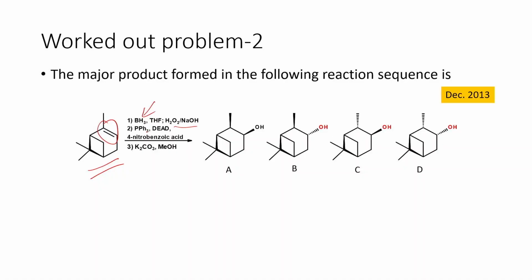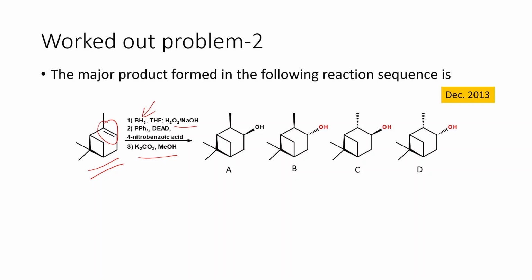So the second step is nothing but the Mitsunobu reaction. And the third one is potassium carbonate methanol. So the potassium carbonate methanol is a combination which is generally used for the cleavage of ester unit. So what we are actually doing here is we have an alkene. The alkene is converted to an alcohol, and that alcohol is converted to an ester, and the ester is hydrolyzed to the corresponding alcohol. So this is the overall reaction.